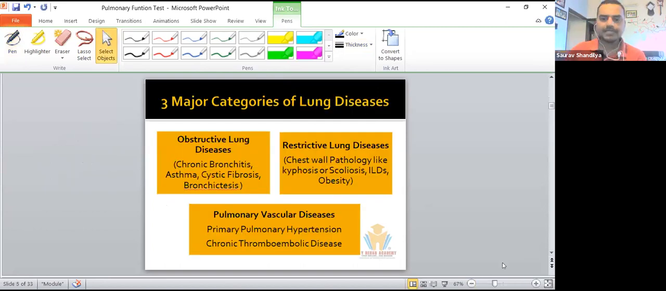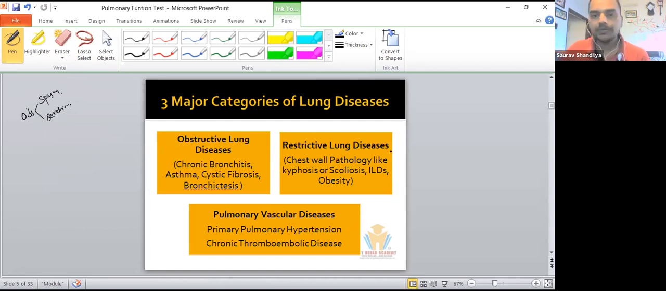So there are three major categories we are going to see. Our lung suffers from obstructive lung disease, like chronic bronchitis, asthma, and of course cystic fibrosis and bronchiectasis. No matter what, obstruction could be due to two reasons. Of course, it is a narrowing. The narrowing could be spasm of the airways, or it could also happen due to a lot of secretion which is not allowing the air to go easily in and out. So it can happen both ways.